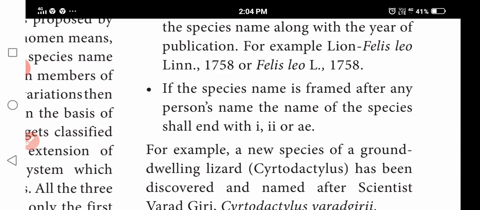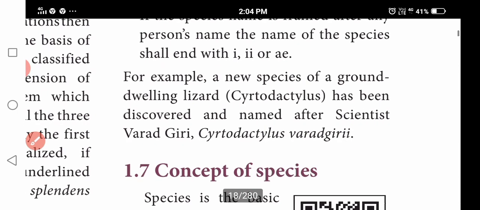If the species name is framed after any person, the name of the species shall end with i, ii, or ae. Framed means named after persons. You must write i, ii, or ae. For example, a new species of ground-dwelling desert cryptotactors was discovered, and the scientist's name is Vardegree, so you must write the ending accordingly.